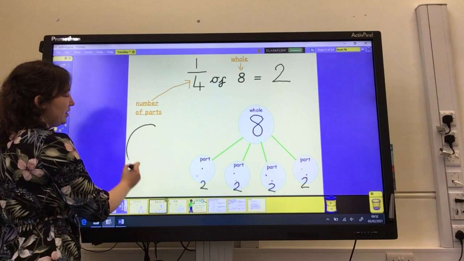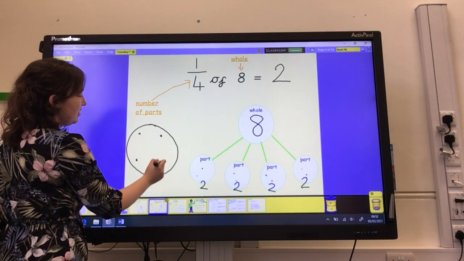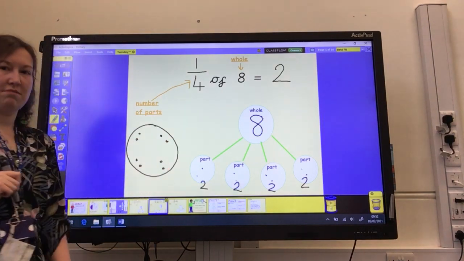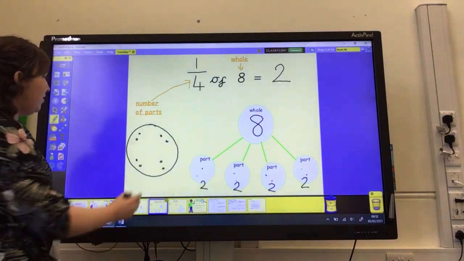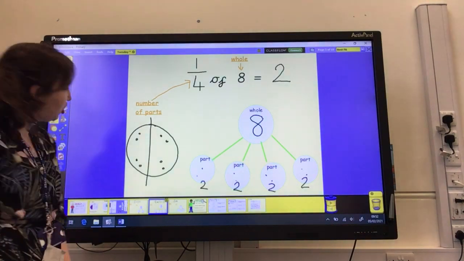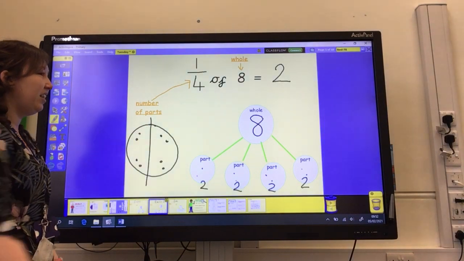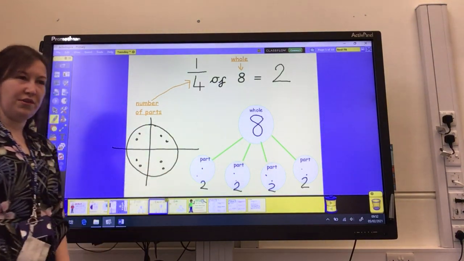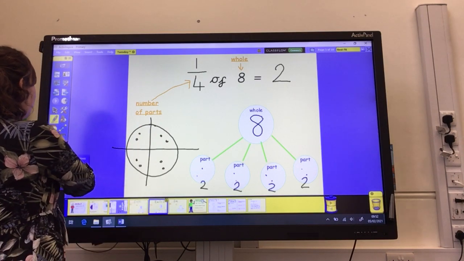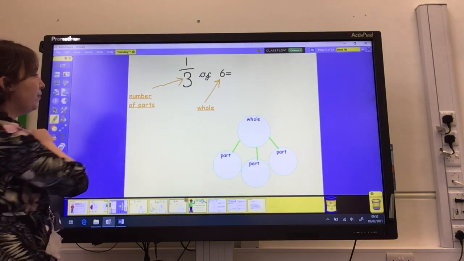Well done if you spotted, imagine I did a pizza and I had eight somethings on there. If I split it in half, we have four on each side. Maybe they are mushrooms on my pizza. So we'd find half by splitting in two. And I can actually split that half in half again to find quarters. And now I can see there's two each. So half was four and quarter was two. So well done if you spotted that link.